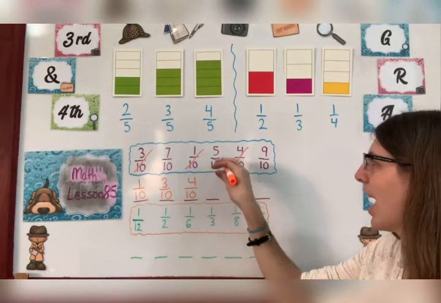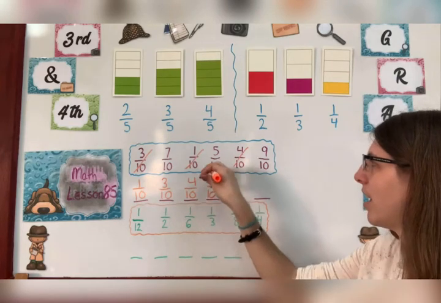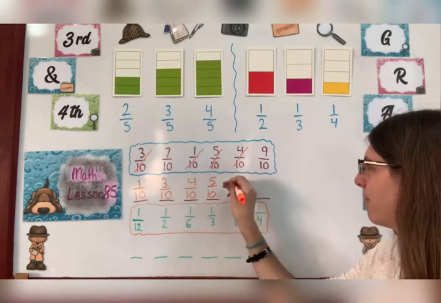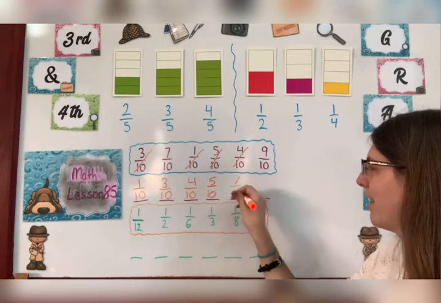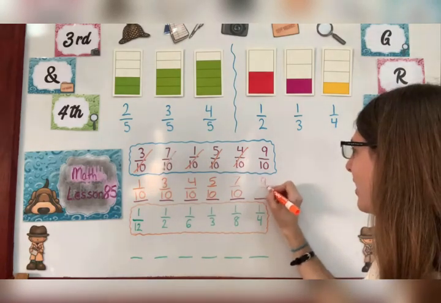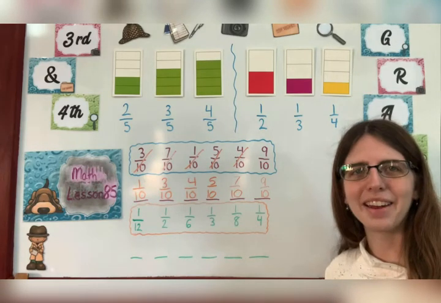After 4 is 5, which we do have, 5/10. After 5 is 6, there's no 6. Next is 7, 7/10. And the last one, 9/10. Okay, it's as simple as that.